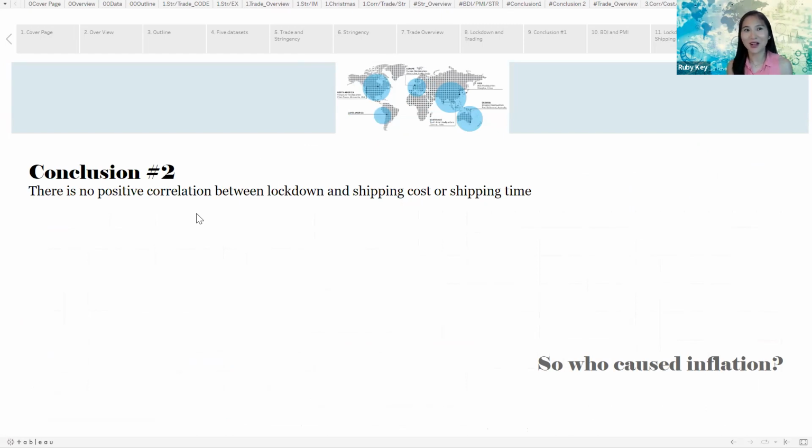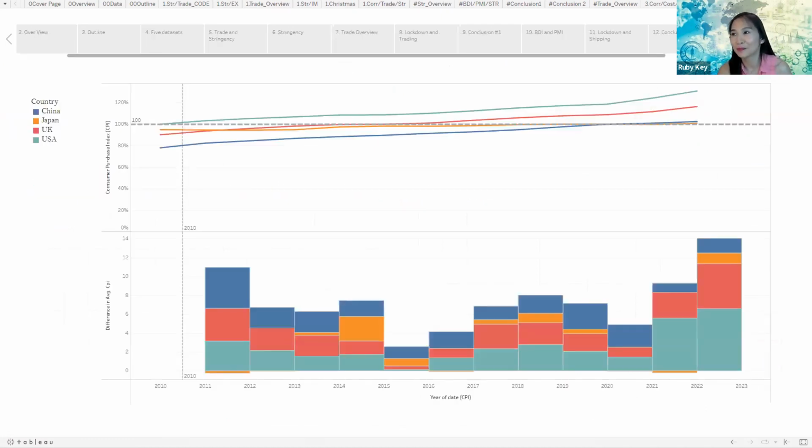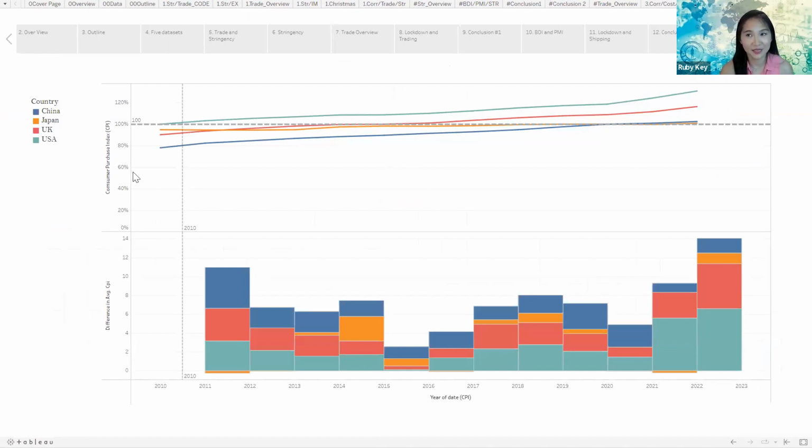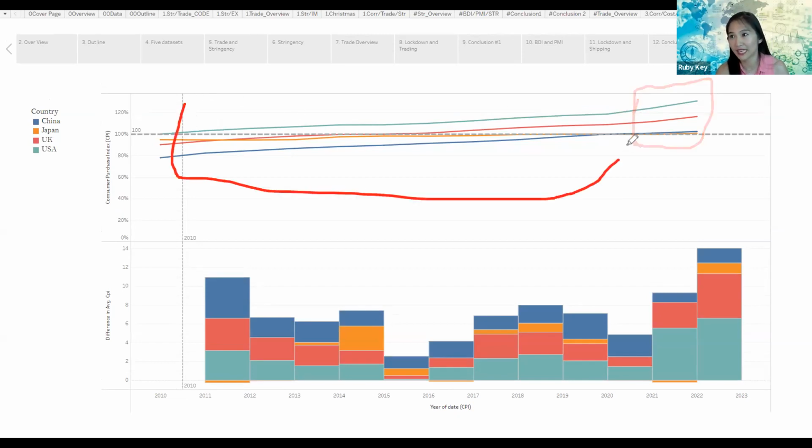So I want to know what caused inflation, because as the data shows, there's inflation. That brings me to my next data set, the CPI, Consumer Price Index. You can see here, this is the baseline, 2010. Anything higher than 2010 goes up, and vice versa. So you can see there's a drastic increase in steepness compared to the rest of the 10 years.